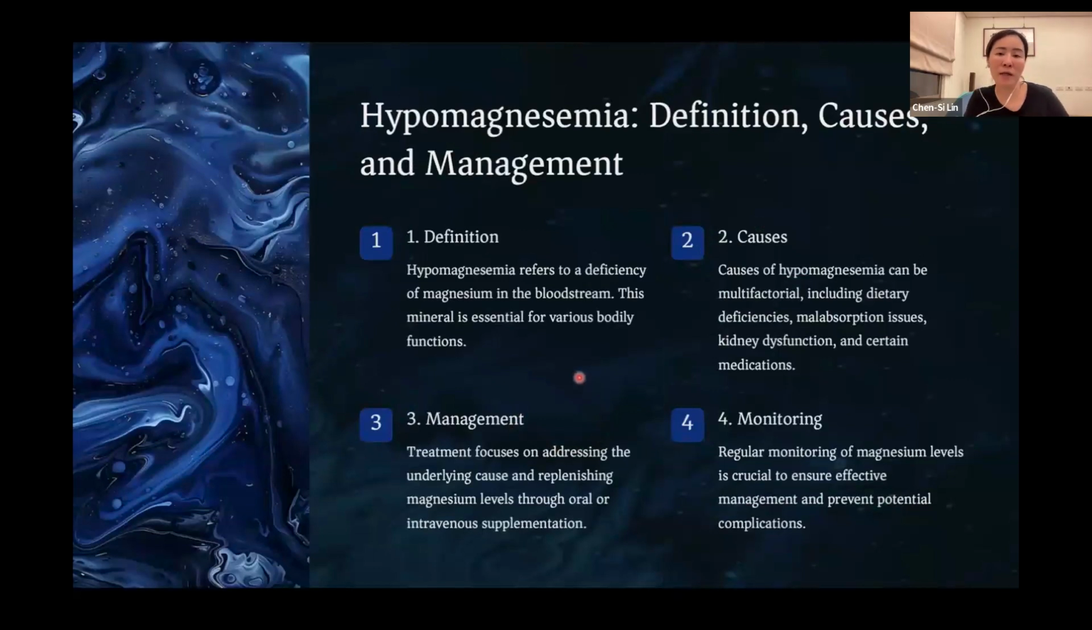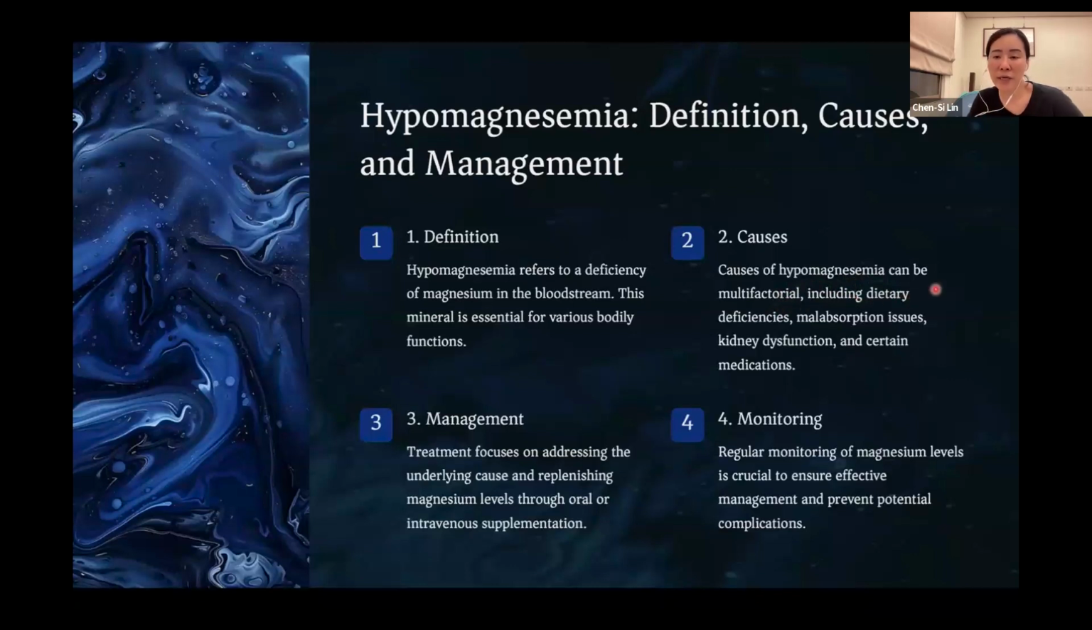Another case is that we focus on magnesium. The magnesium would be a hypo case and a hyper case. In the hypo case, we can know that the cause of hypomagnesemia is actually a little bit complicated.